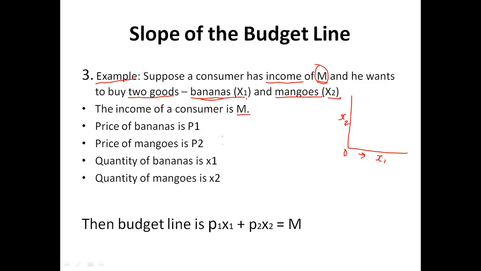Price of the bananas, that is good x1, is P1. Price of the mangoes, x2, is P2. Quantity of bananas is x1, quantity of mangoes is x2. Then the budget line is P1 x1 plus P2 x2 is equal to M. So you have understood this. We have already discussed it in the budget line.